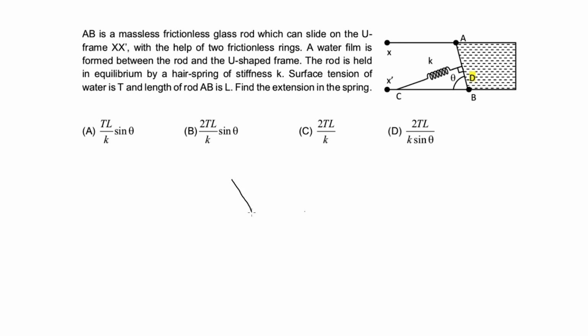If I draw the free body diagram of this part, and the spring is elongated by delta x, then the spring force is K delta x, and the surface tension force in this direction is equal to 2 into T into L. Right? So this is a very simple question. So they will only balance each other. There is no friction anywhere. So K delta x equal to 2TL. So delta x equal to 2TL by K. That should be your correct answer. Very simple question.